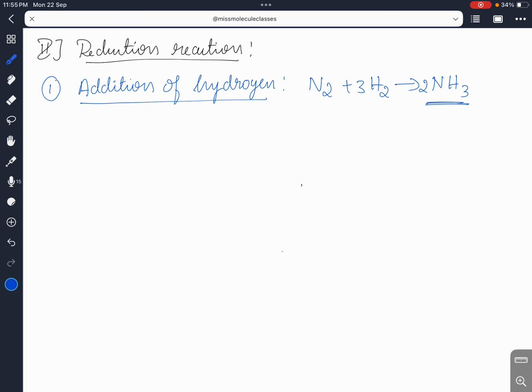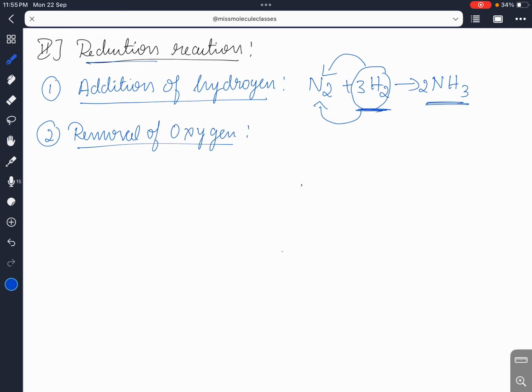What we are doing here is adding this hydrogen molecule to the nitrogen. This addition of hydrogen to the nitrogen is termed reduction reaction. The second way of defining reduction is removal of oxygen. Removal of oxygen is termed reduction reaction.